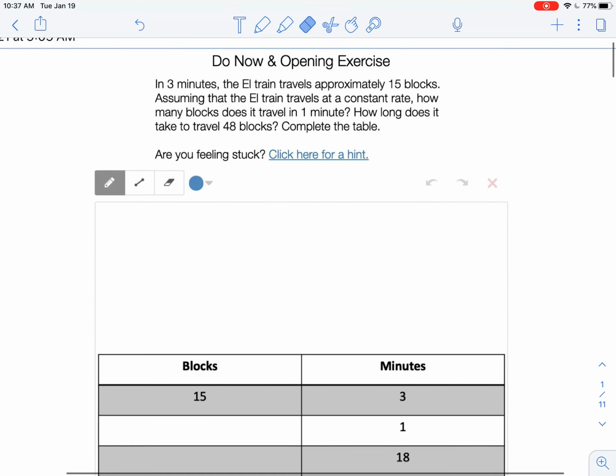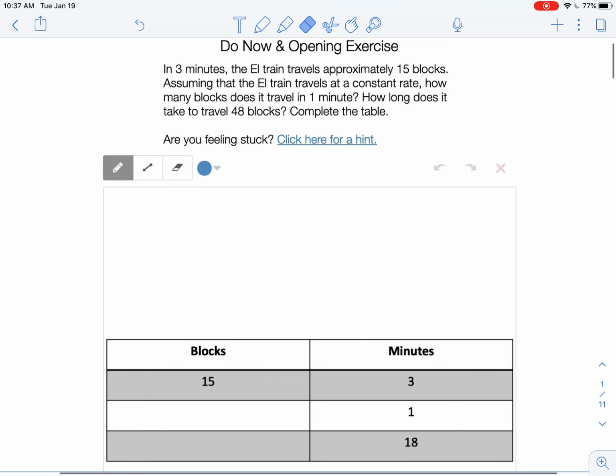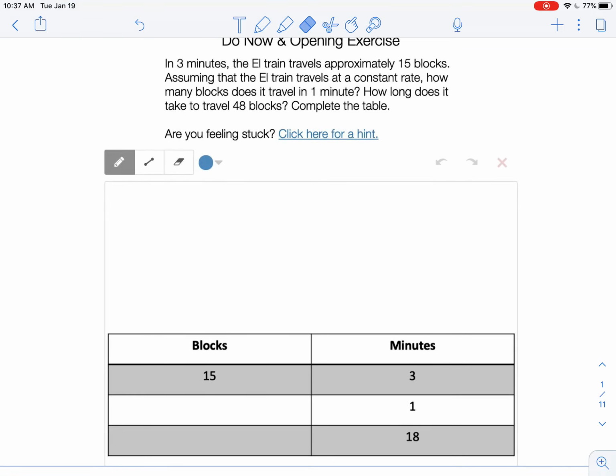This video is going to cover the main concepts that we learned in class today on January 19th and January 20th. So we started here with an opening exercise. In 3 minutes, the L train travels approximately 15 blocks. Assuming that the L train travels at a constant rate, how many blocks does it travel in 1 minute? And how long does it take to travel 48 blocks?